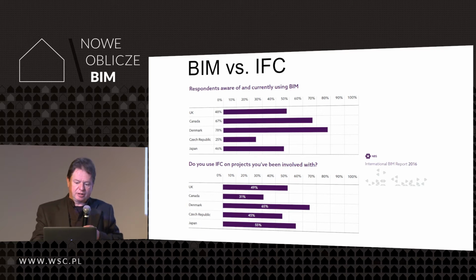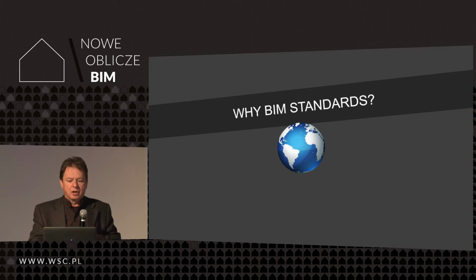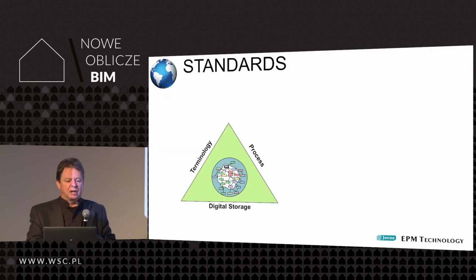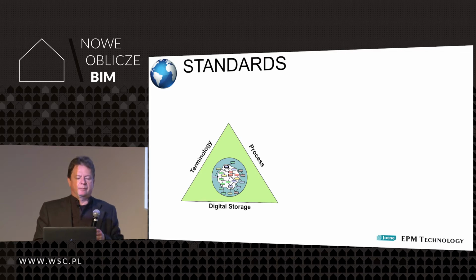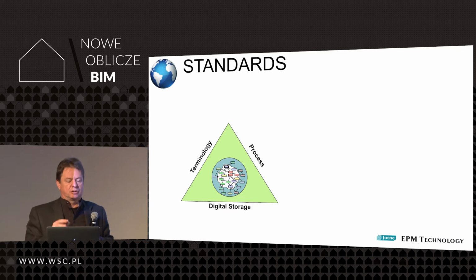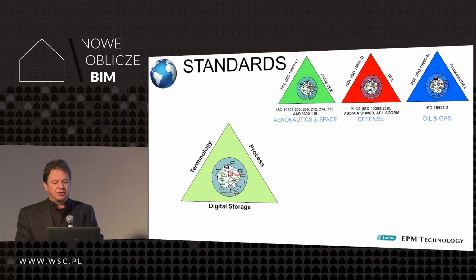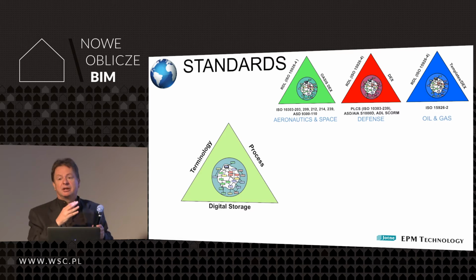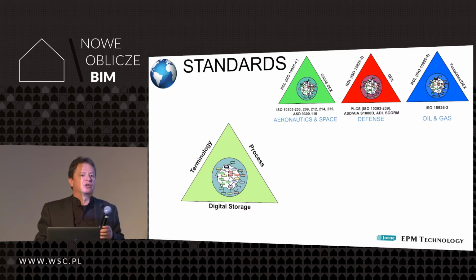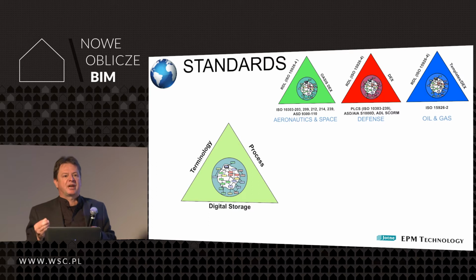And let's see a little bit about the standards now. So why do we need standards? It's very interesting that every standard is composed of three parts: the terminology, the process, and the digital storage, or the file format. So there are already standards in these industries. Why do you think in the oil, the aerospace, and the defense? Of course, because if you have proper standards, you can save a lot of money.